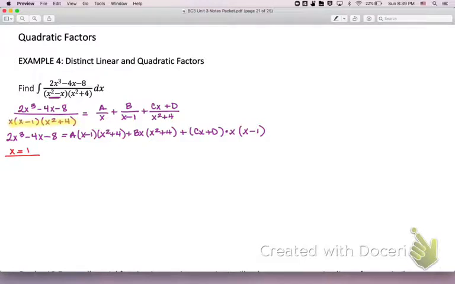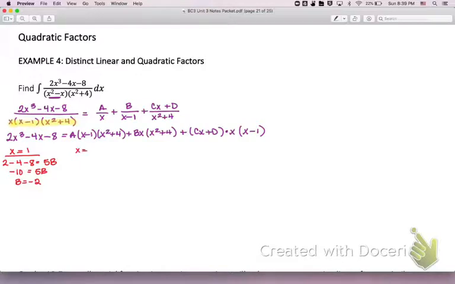So we get 2 times 1 cubed minus 4 times 1 minus 8 equals, the first term is going to cancel out. Then I'm going to get B times 1 squared plus 4, so that's going to be 5B, and then the last term is also going to cancel out. So what do we have here? We have negative 10 equals 5B, so B equals negative 2. All right, we got 1 out of 4.